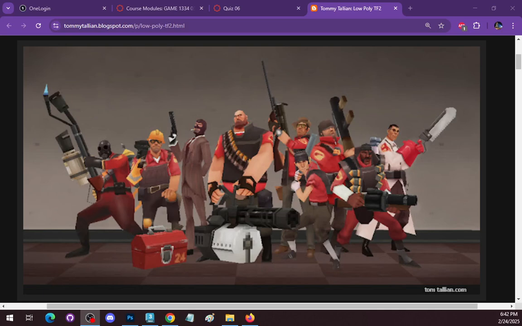Hello class, we're going to talk about low poly modeling, and it's really more of a concept than a practical skill like in 3ds Max. It's more about how you're going to go about doing things. And we're going to look at this image right here of the Team Fortress 2 gang.